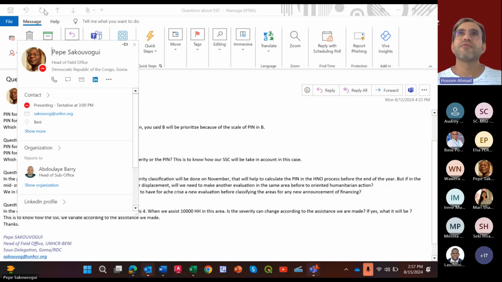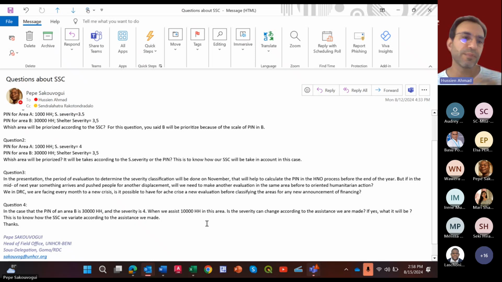Unfortunately, we don't have a monthly MSNA. We don't have this happening every month. We don't have a detailed shelter assessment happening every month, so we cannot. We don't have a PDM happening every month, so we cannot capture those in a very detailed way and re-implement the SSC as we were explaining now.